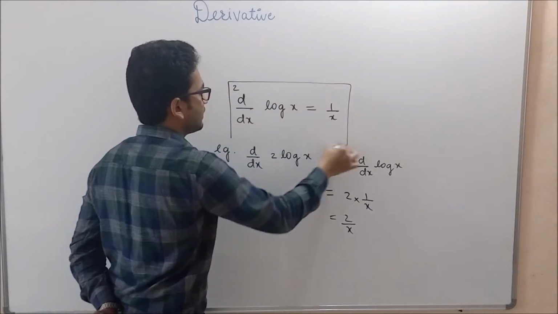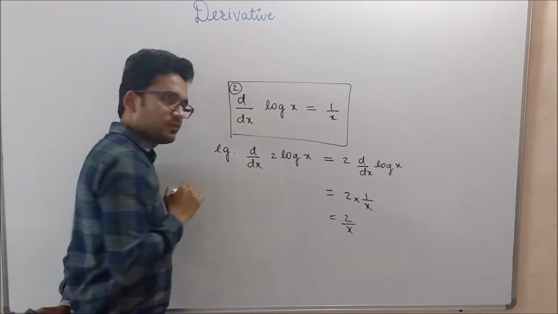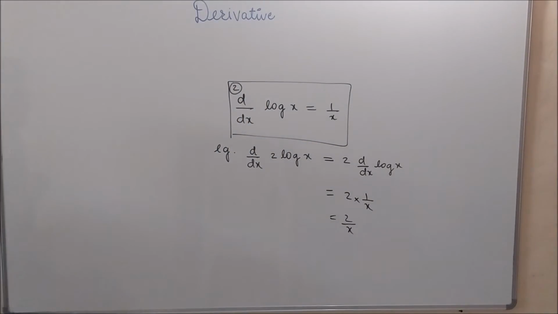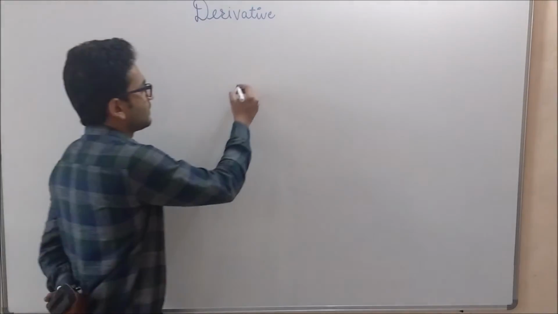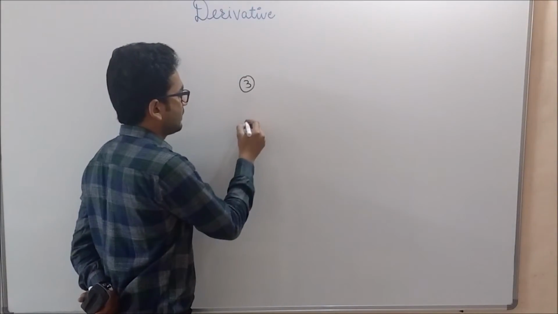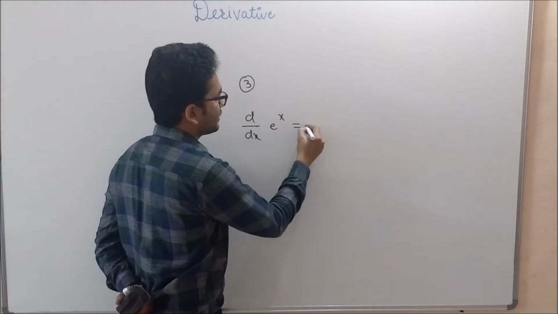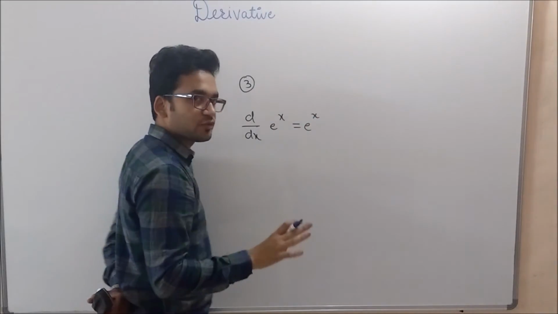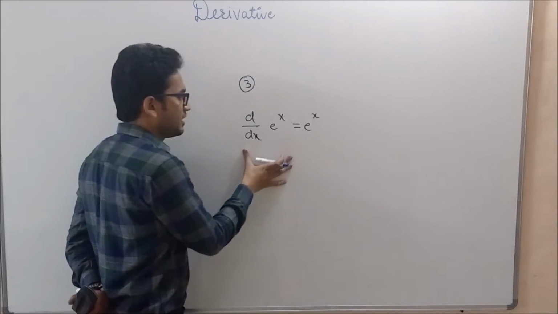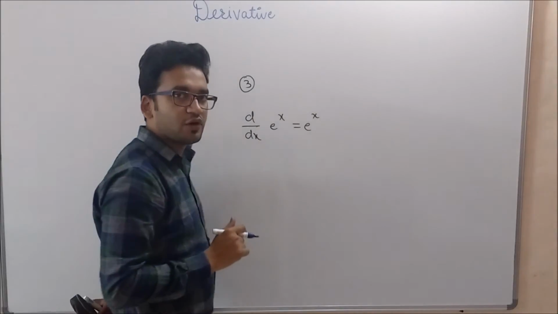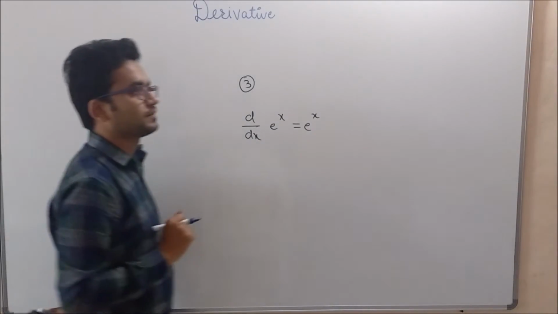This was the second formula. Okay. Now the third formula: d upon dx of e raised to power x is always equal to e raised to power x. Just keep this in mind. Derivative of e raised to power x is always e raised to power x.